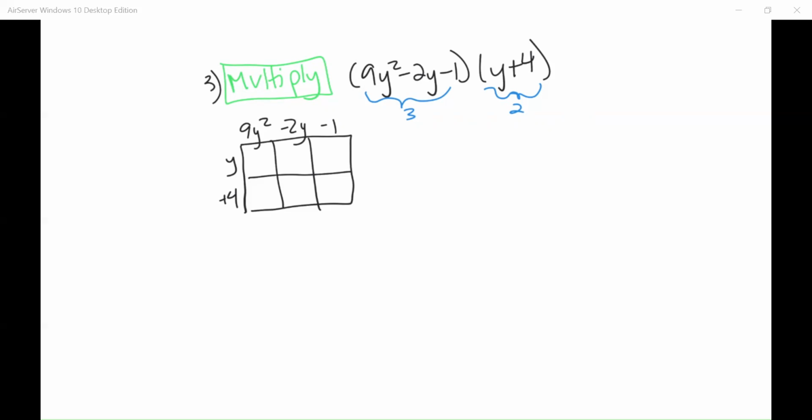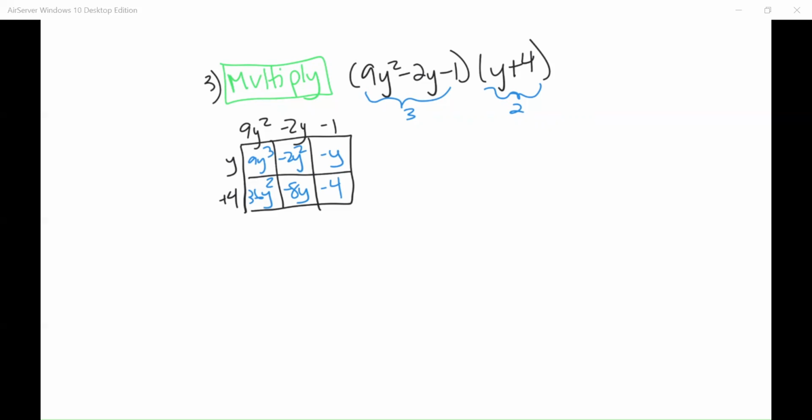And just multiply the cross sections. So we have y times 9y squared is 9y cubed. Y times negative 2y is negative 2y squared. Y times negative 1 is negative y. And 9y squared times 4 is 36y squared. 4 times negative 2y is negative 8y. And 4 times negative 1 is negative 4.